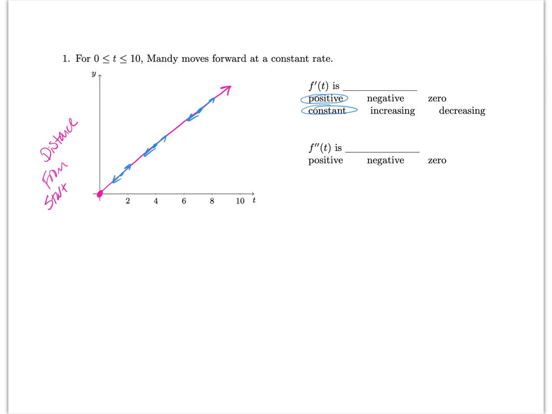And f double prime of t, which tells us about the concavity of f, remember that if f double prime is positive, then f is concave up. And if f double prime is negative, then f is concave down. And this is my graph of f, right? We've just drawn f, which does not have any concavity. It's not up like a cup. It's not down like a frown. It's flat, okay? So that means that f double prime has to be 0. Okay, when there's no concavity, f double prime is 0.